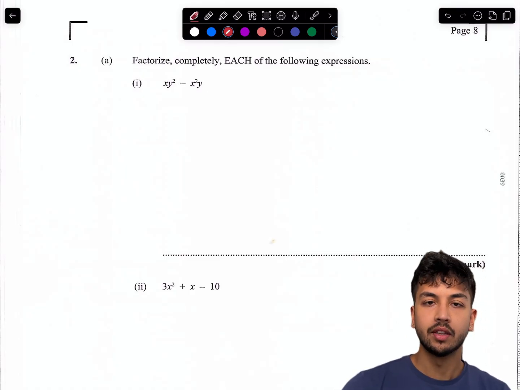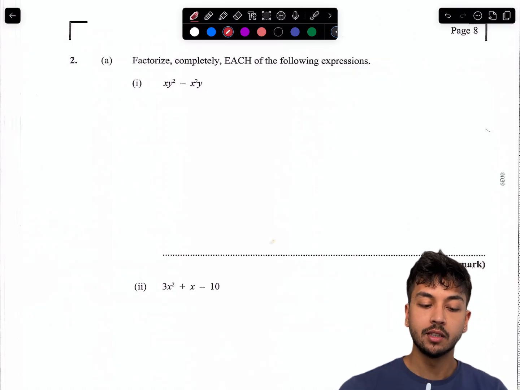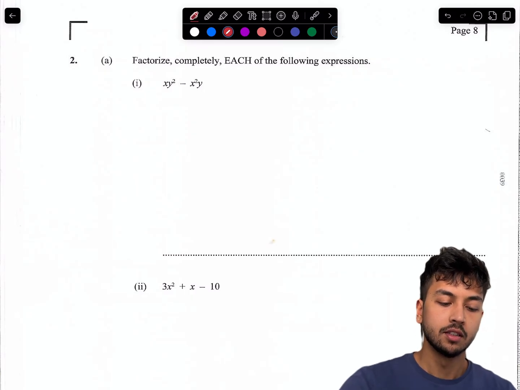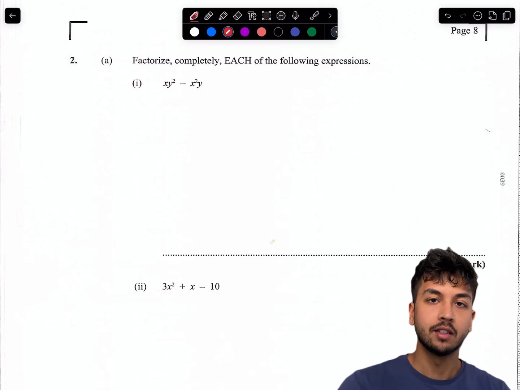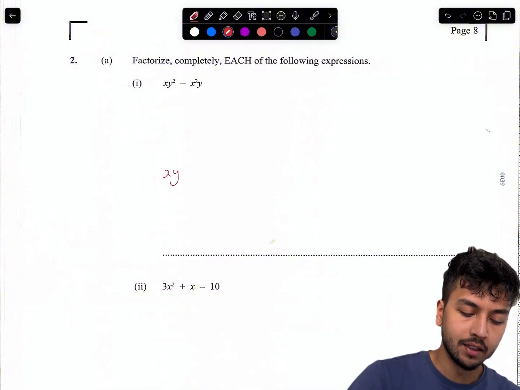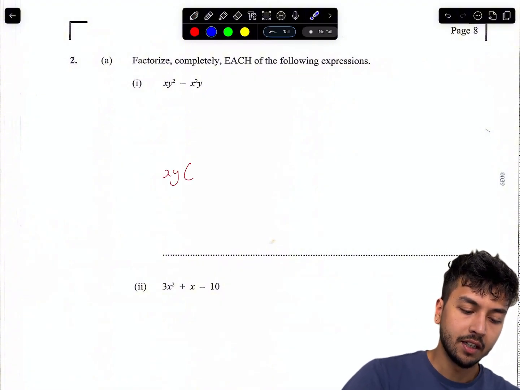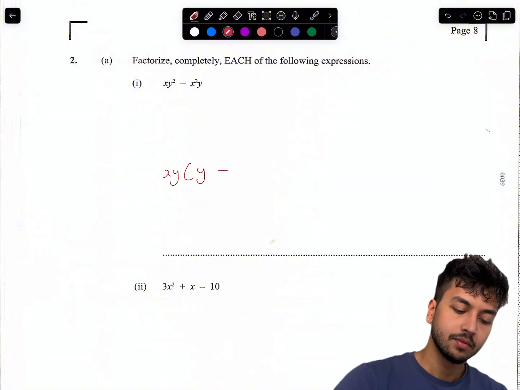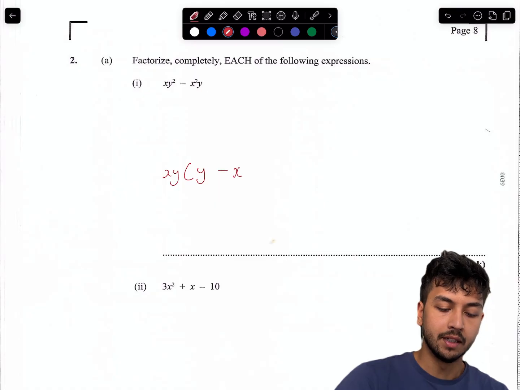As we know, the main thing to do here is to look for common terms in each bit of it and pull it out, and then make it like a product. In this case, xy is common in both terms. When we pull it out, we'll get xy into, and then what's left here would just be a y, minus, and what's left here would be an x. So xy into y minus x.